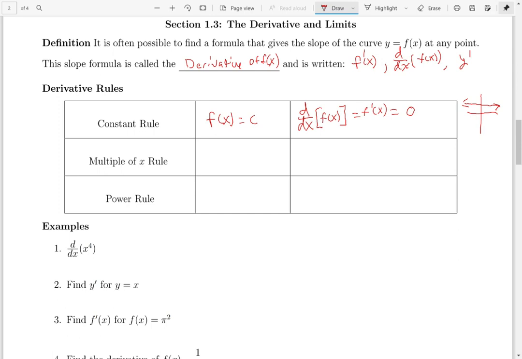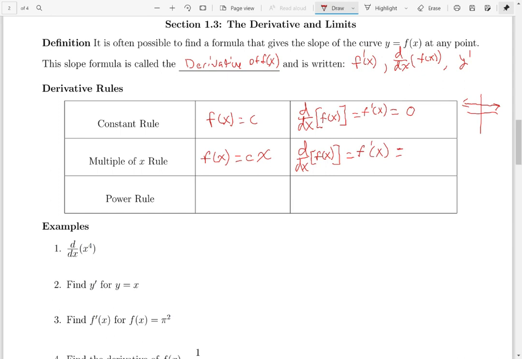Then we're going to get the multiple of x rule. So what does that function look like? Let's say that you have a function that is a constant times the variable x. Then specifically, when we take the derivative of that function, there's no need to write both of these, but they are equivalent notations.